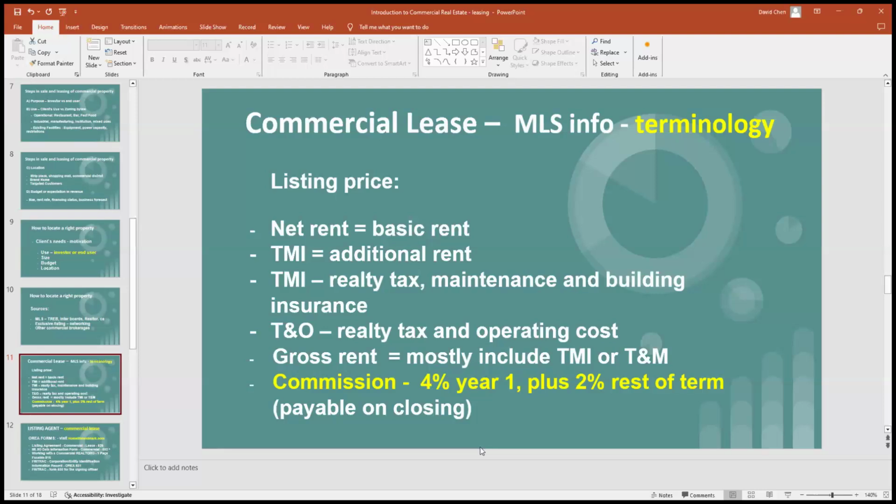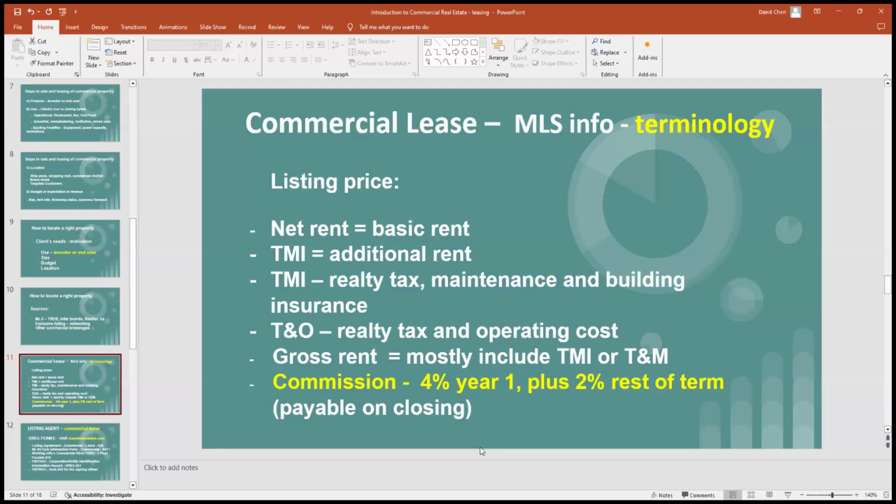TMI: the T, we always call realty tax, or property tax. M, some people say maintenance, some people say management, because the head management looks after that. In most cases it's maintenance, sometimes they say management. And the other one, I, is for insurance, the building insurance. So that's what TMI stands for. We need to know that.